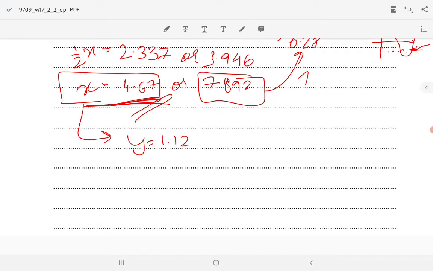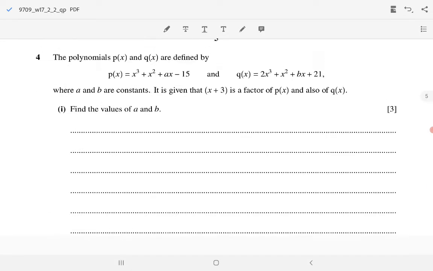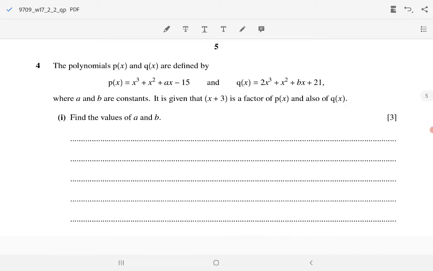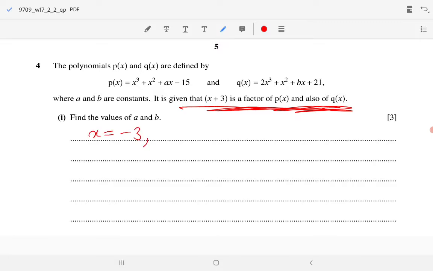Alright guys, moving on to the next question. The polynomials p of x and q of x are defined by this. So x plus 3 is a factor of p of x and also of q of x. So when x equals minus 3, p of minus 3 is equal to q of minus 3, which is equal to 0, because this is a factor. It means x equals minus 3 is a root, and when you substitute the value of x for the root, you get the function's value as 0.